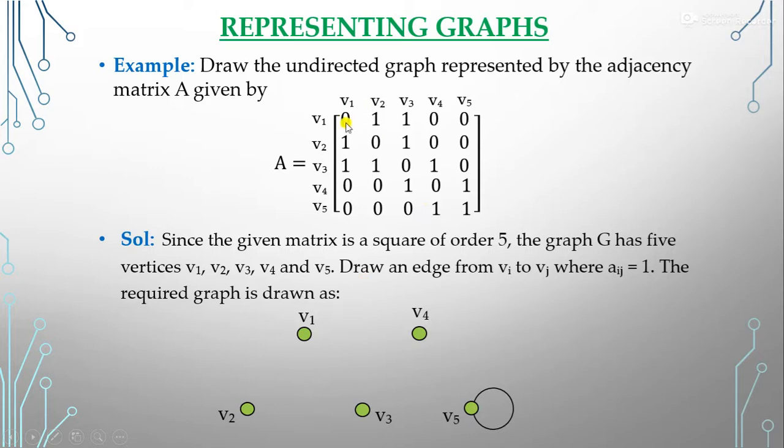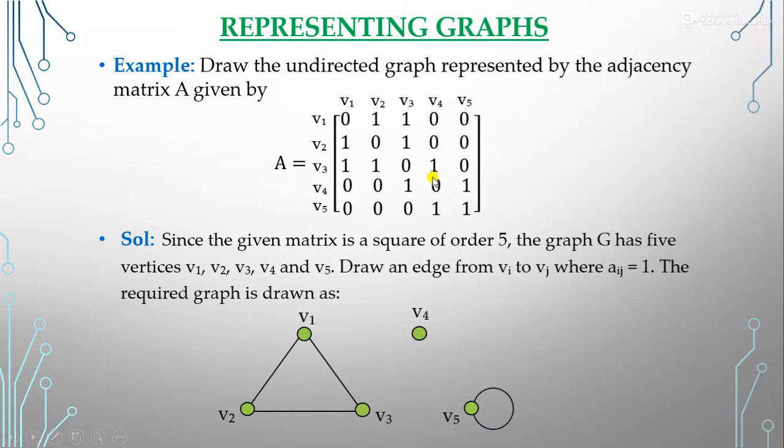Now V1 to V2. If we talk about V1, V2, the value is 1. It means that V1 is connected to V2, and V2 is connected to V3, and V3 is connected to V1, because you can see here V1 is connected to V2, V1 is connected to V3, V2 is connected to V3, right? Now, V3 is connected to V1. V3 is connected to V2. Yes. V3 is connected to V4.